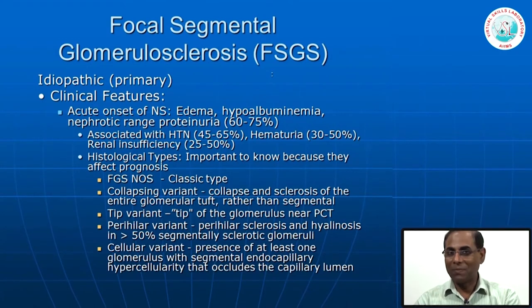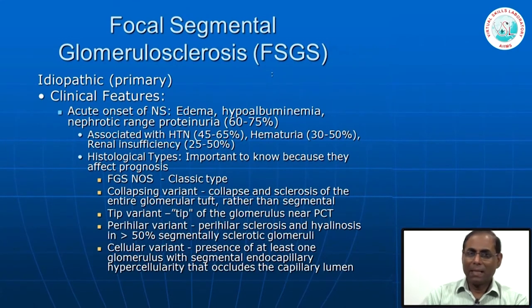And if less than 50% of glomeruli are involved, in fact I should not say less than 50%, if some of the glomeruli are involved, the 50% cutoff is sometimes not very accurate. So, then we say that this is focal segmental glomerulosclerosis. Now, in the classical type, there is significant abnormality. So, that is why we say FSGS or FGS, NOS, not otherwise specified.